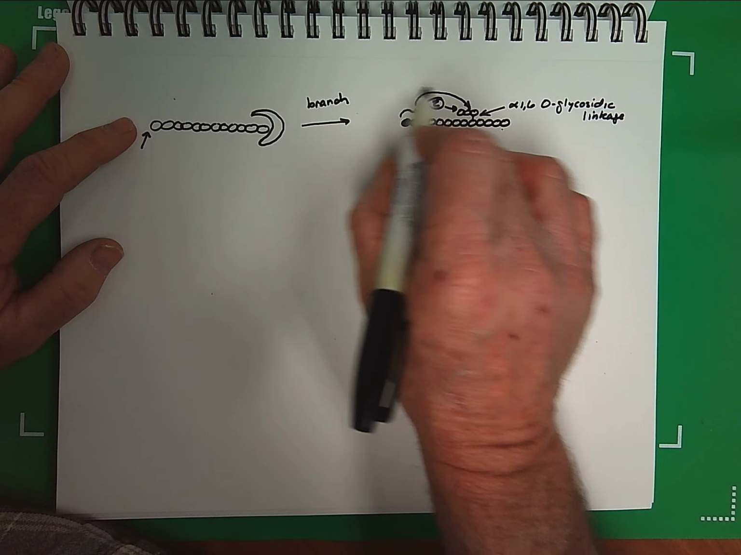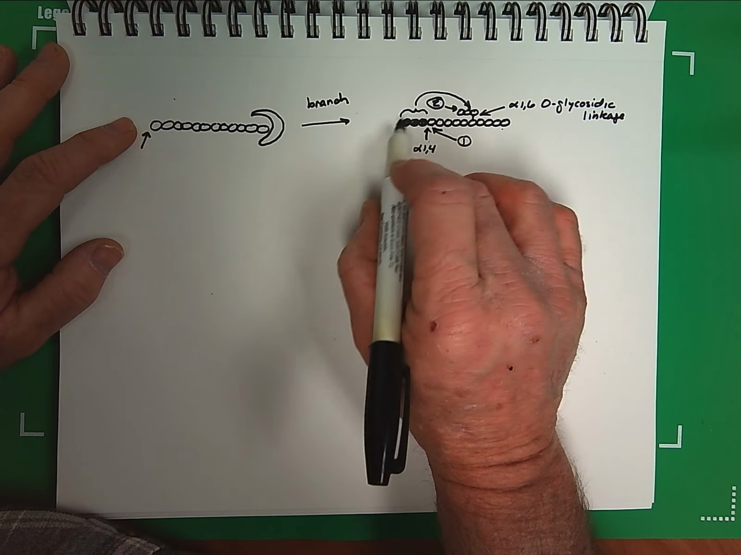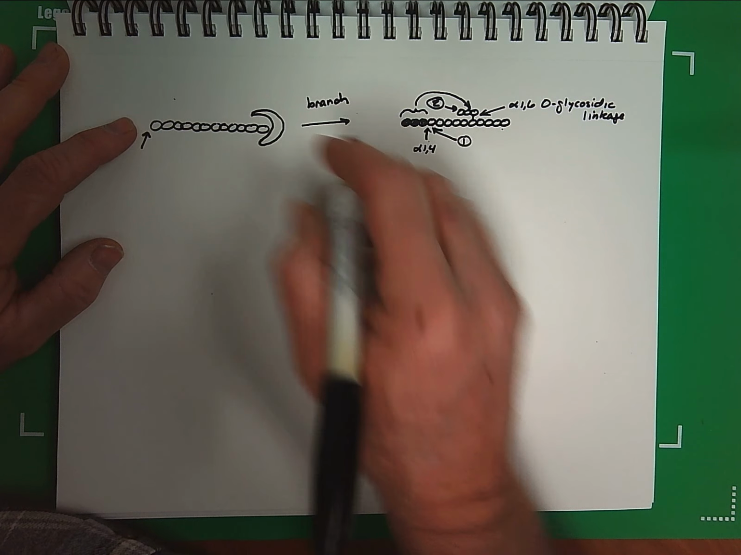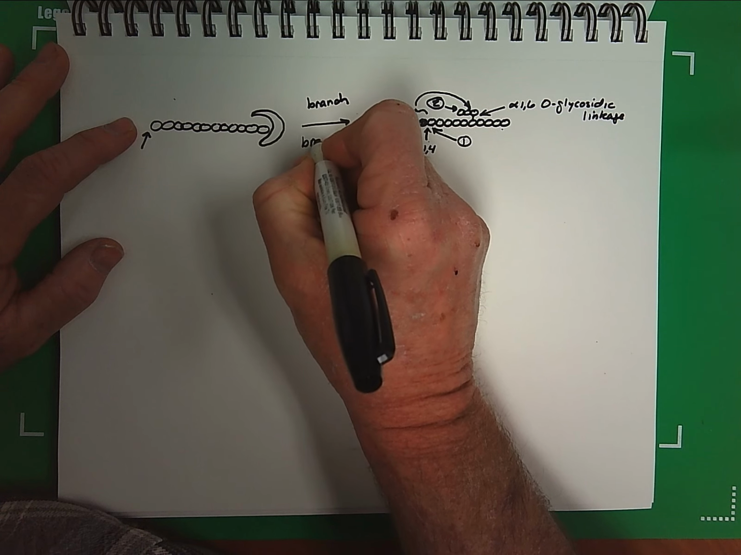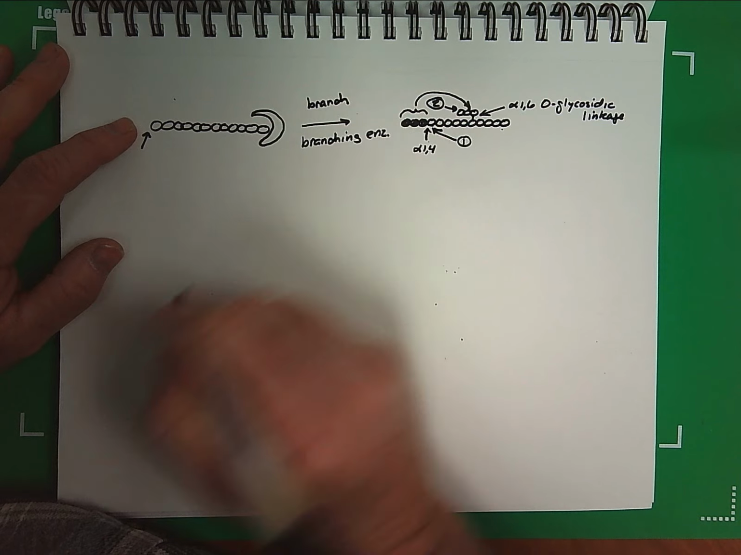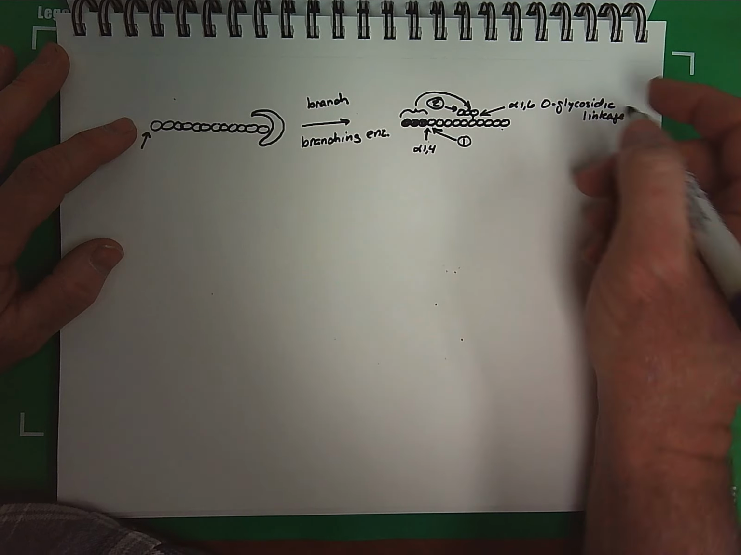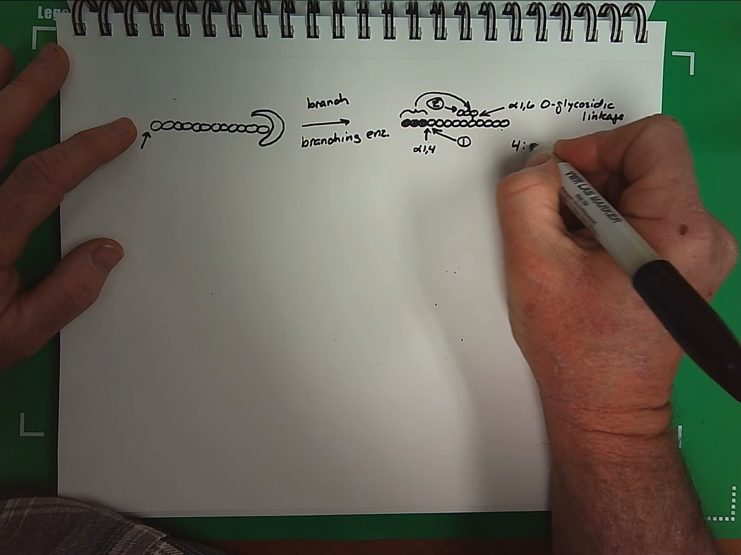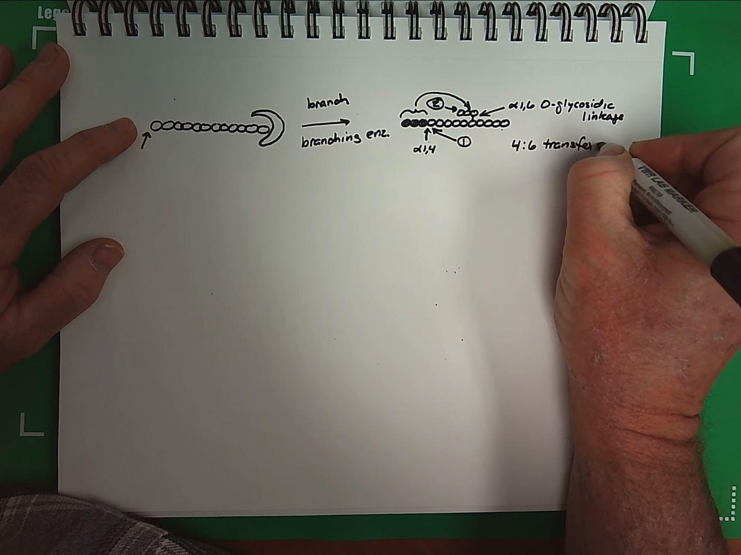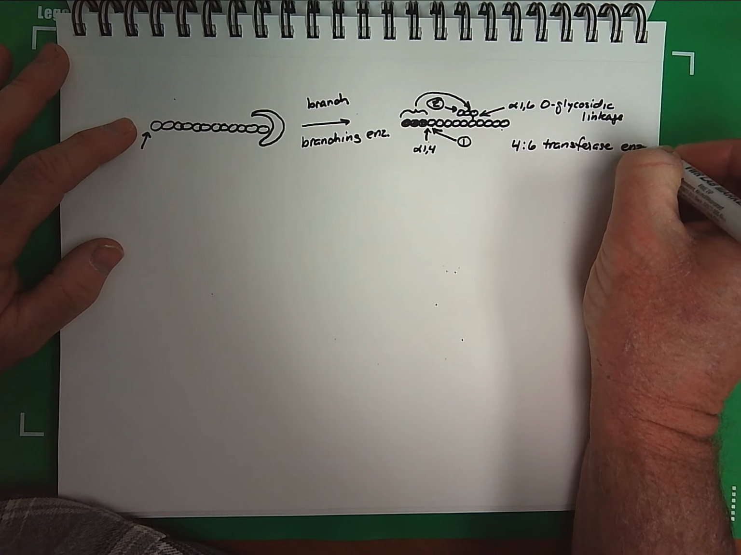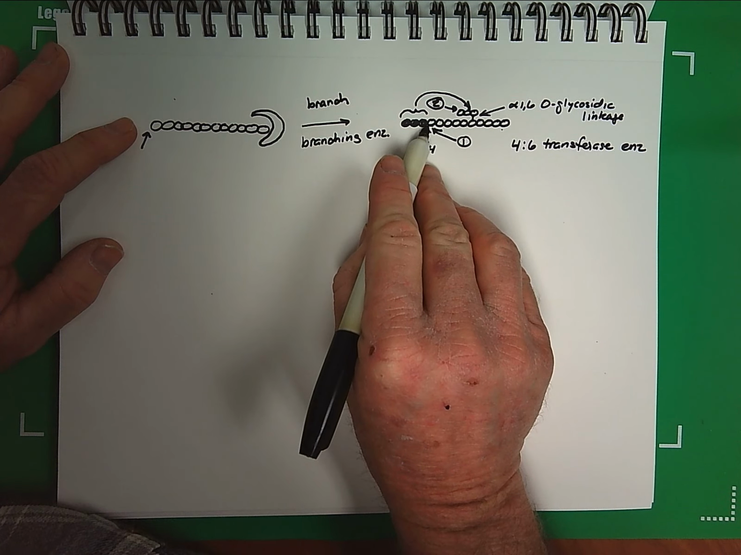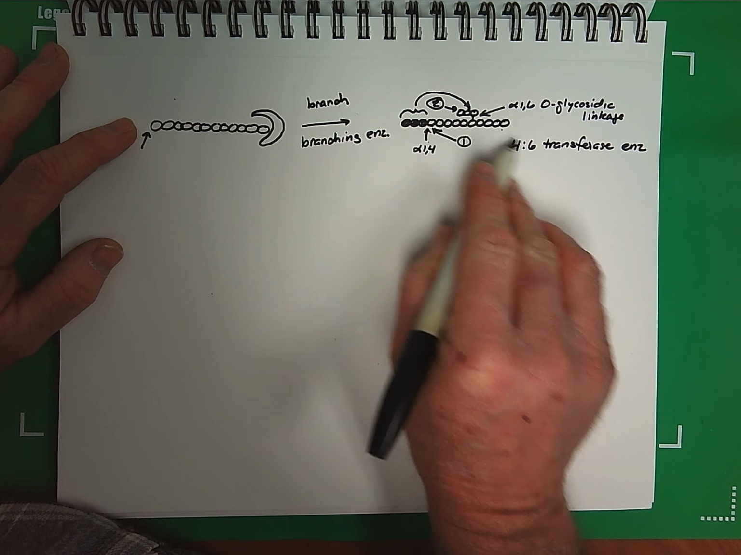Now picture lots and lots of branches, and what we've done is we've opened up the molecule to have lots of addition points. This enzyme is called a branching enzyme. You might also see it named as a 4,6 transferase enzyme. This simply designates that we are transferring this bond of alpha-1,4 into a branch structure of alpha-1,6.